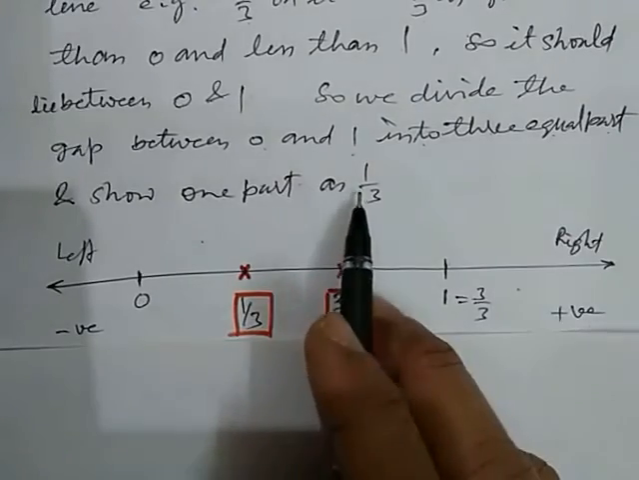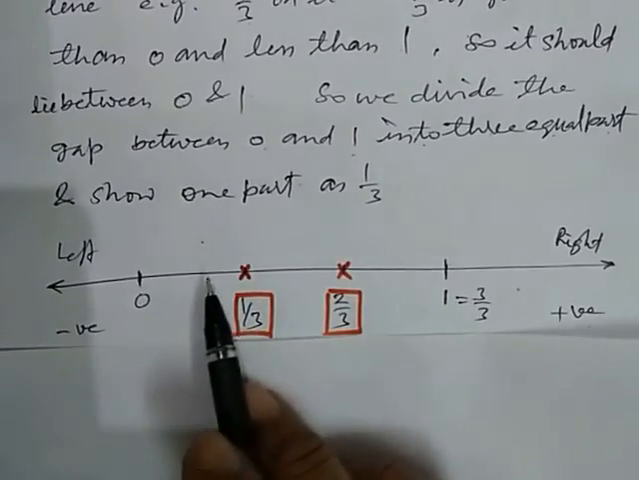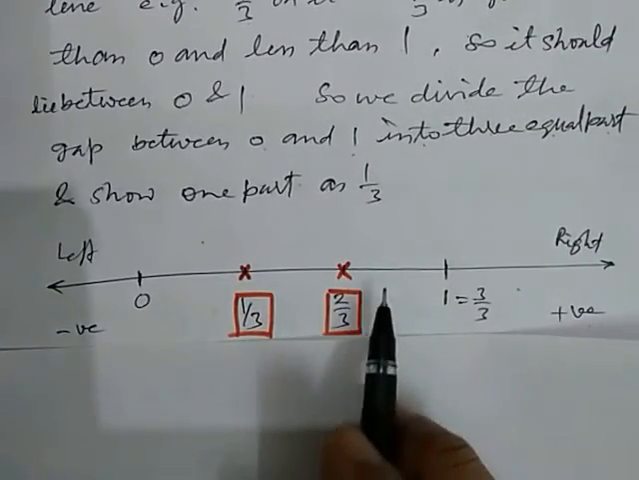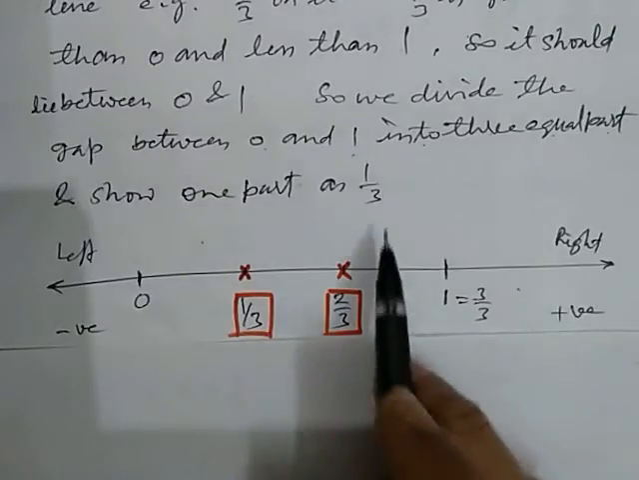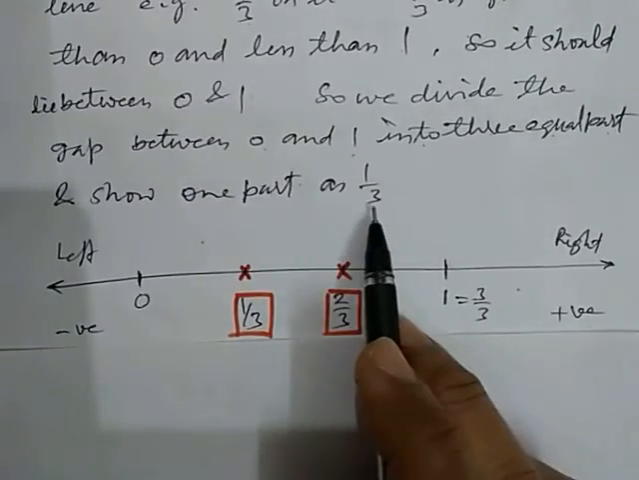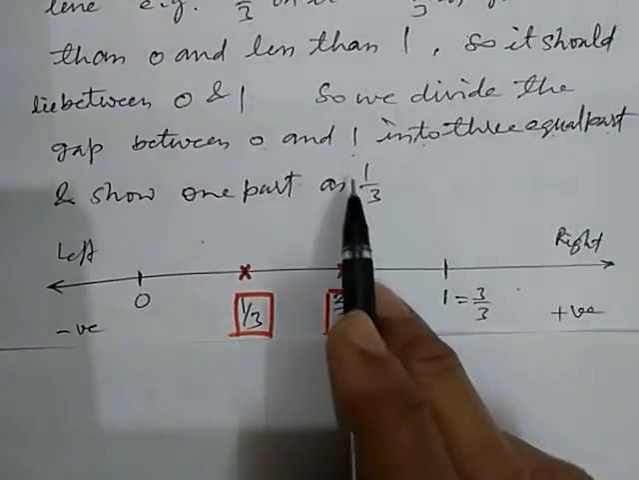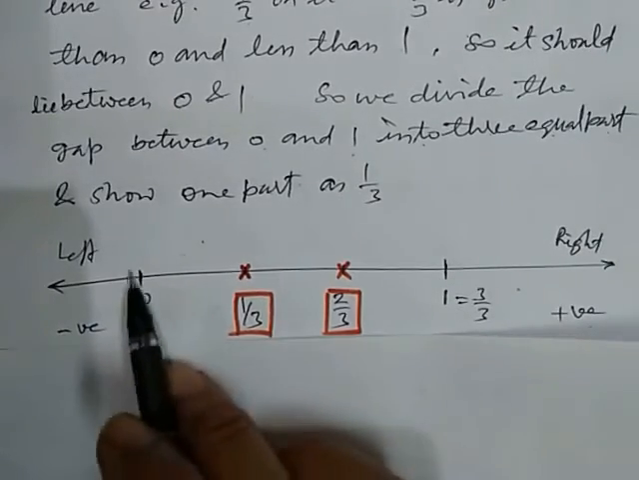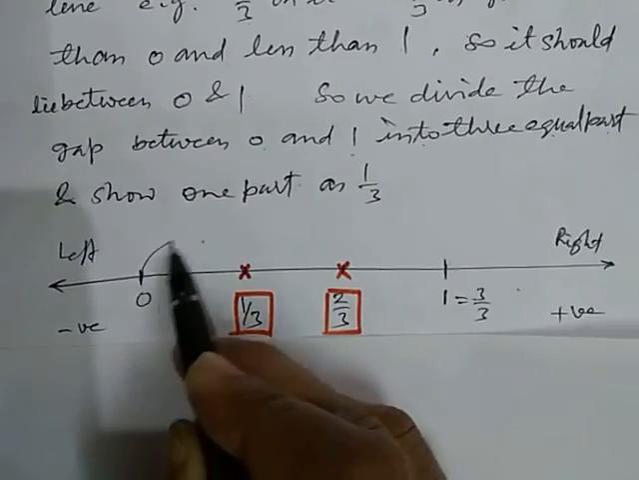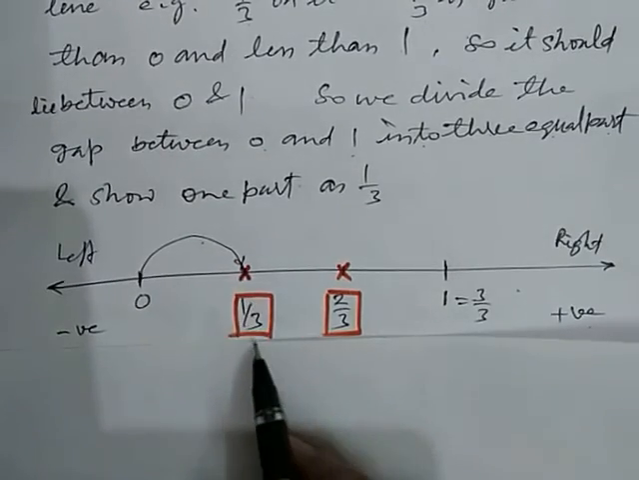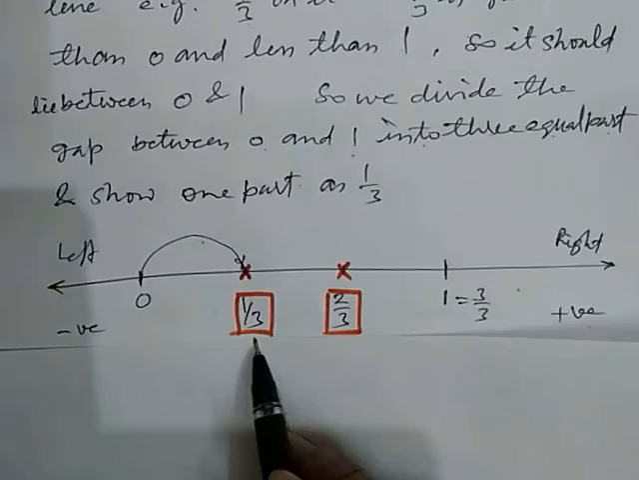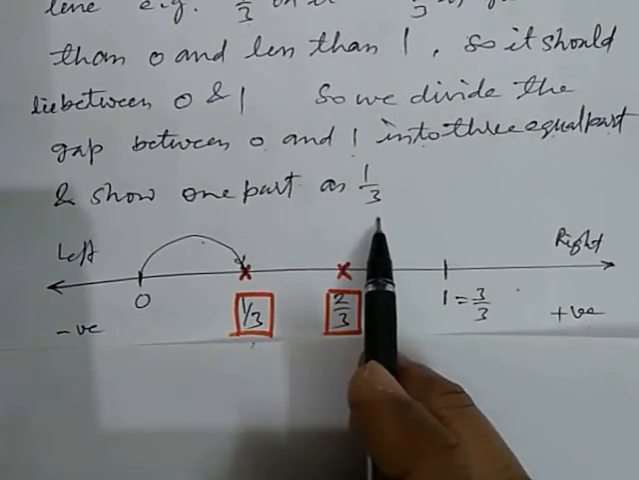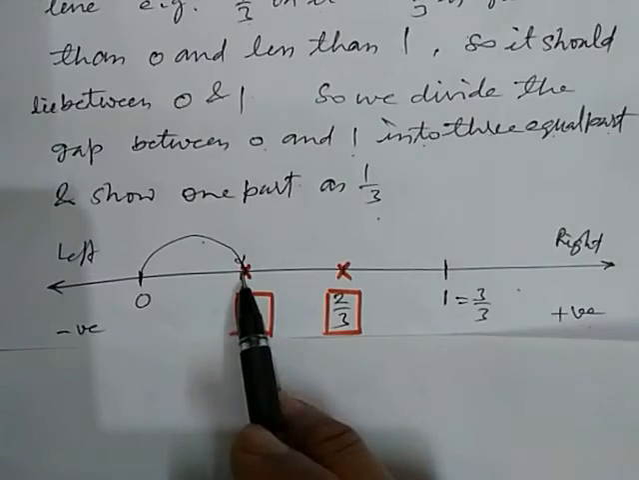Now we want to show the fraction 1 by 3 on the number line. So what do we have to do? We know that 1 by 3 means there are 3 total parts and we have considered only 1. Here are the 3 parts and we have considered the 1. So this is the 1 part. So we reach here, and 1 by 3 is the value which we want to plot on the number line. This way we can represent 1 by 3.